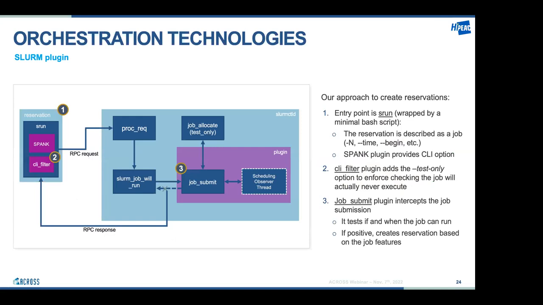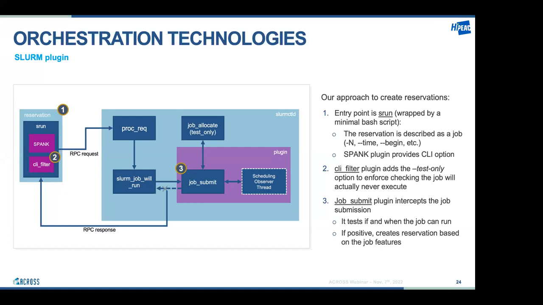So the idea is that you describe a reservation, so an on-demand reservation, more or less exactly as you would describe a standard HPC job submitted on a standard queue system. So you provide the number of resources you need, for how much time you need the reservation, when it should start, and so on and so forth.